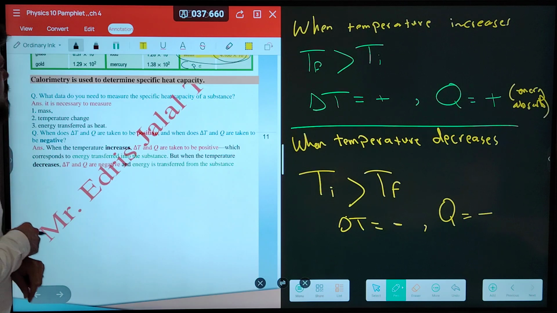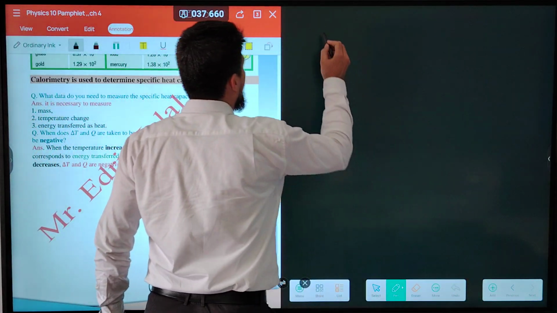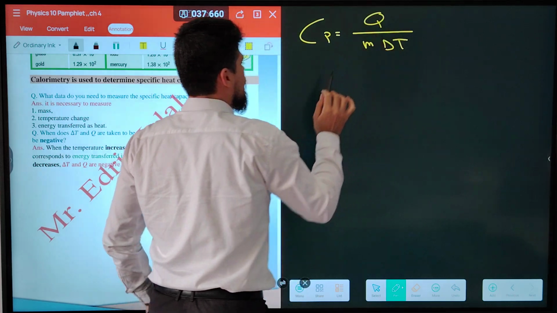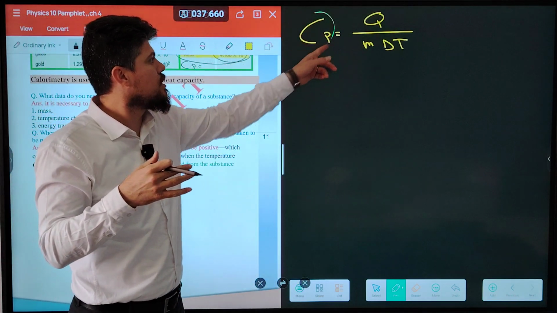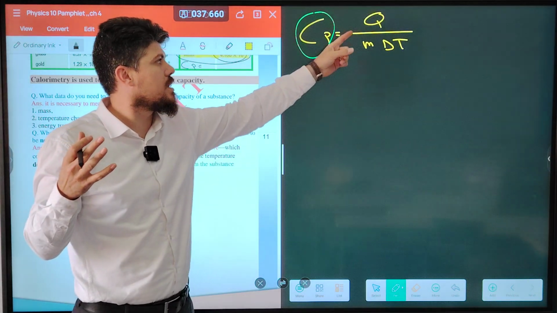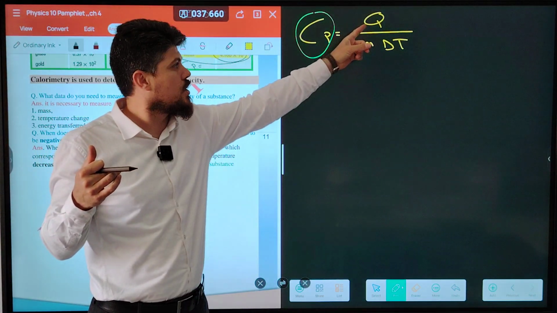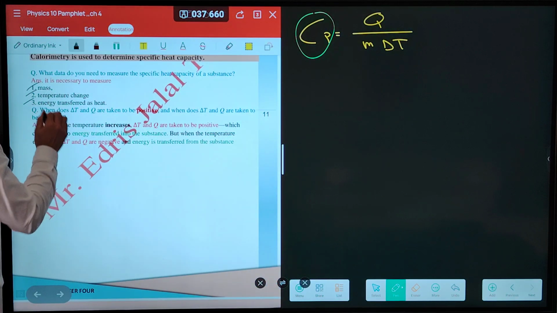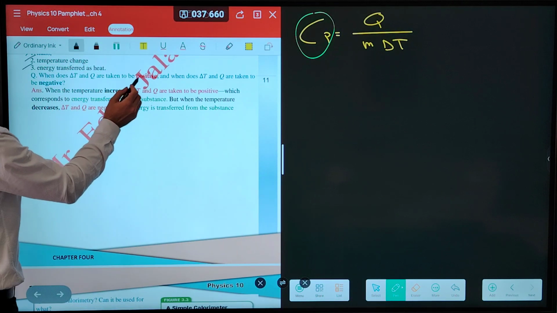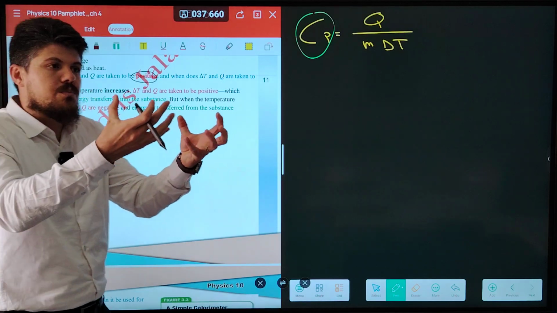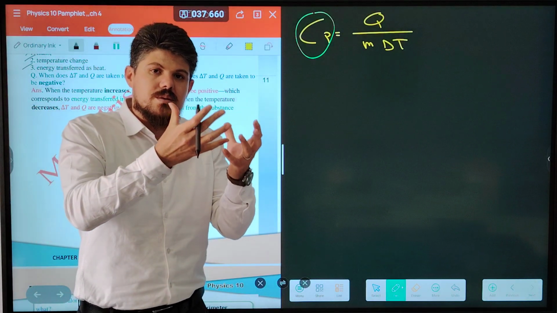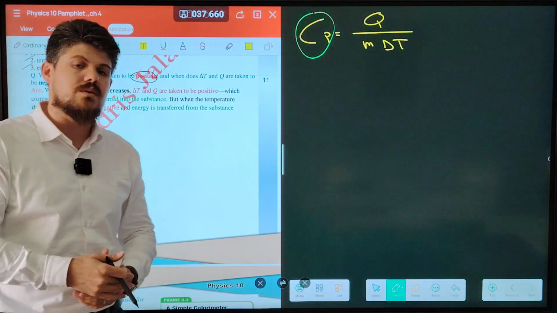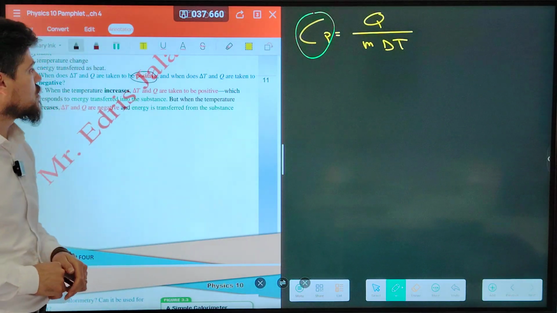What data do you need to measure specific heat capacity? Based on the equation, Cp is equal to Q over m delta T. What data do you need to determine the specific heat capacity of the substance? The amount of the energy transfer as heat, Q, the mass of the substance, and the change in temperature. Okay. When are delta T and Q taken to be positive? When the substance absorbs energy. When the substance absorbs energy or gains energy as heat, its temperature increases, delta T is positive, and the amount of energy transfer as heat also is positive.